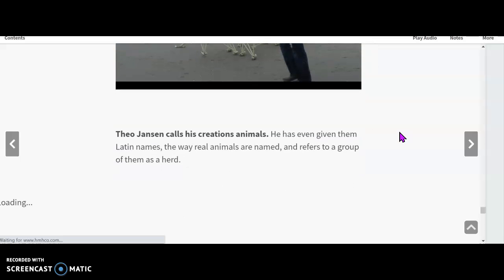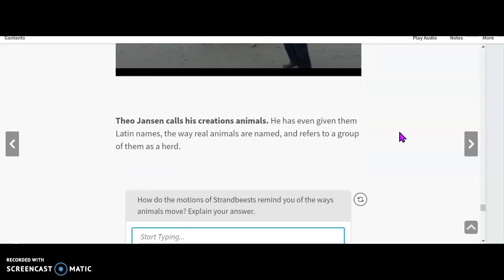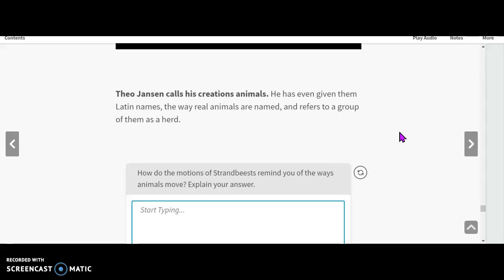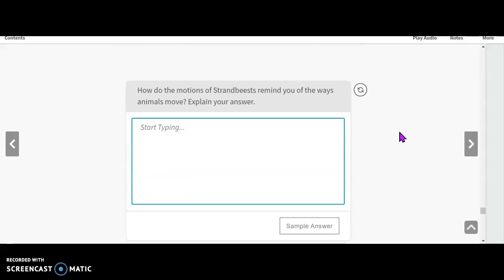Super cool. Theo Jansen calls his creations animals. He has even given them Latin names, the way real animals are named, and refers to a group of them as a herd. Here's your question. How do the motions of strand beasts remind you of the ways animals move? So if you need to go back and rewatch that, do that and tell me, how does it remind you of an animal? Write your answer here. What reminds you of an animal on that? Pause the video and answer that question.